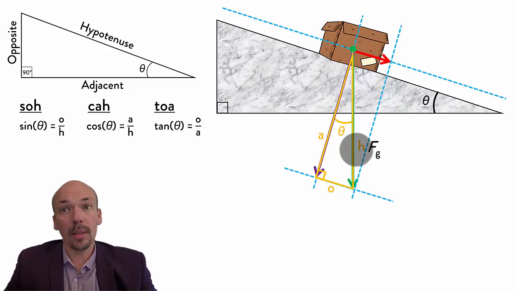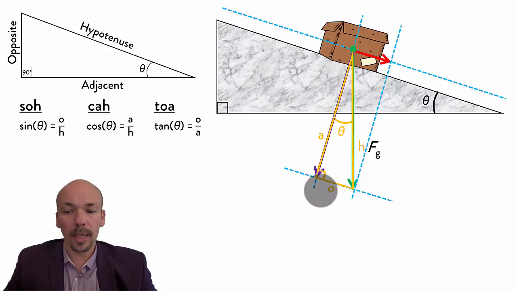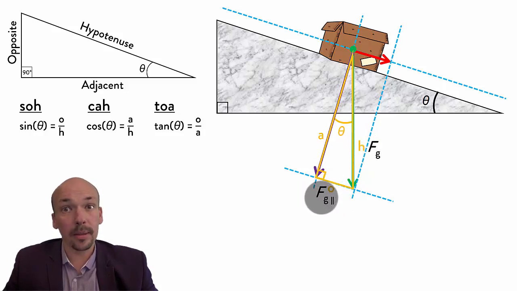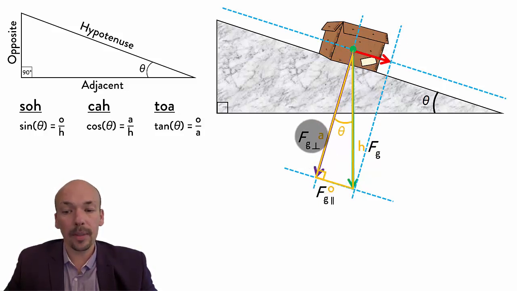The hypotenuse is always the gravitational force. Then we have the opposite, which is the gravitational force parallel to the slope. So that's actually this one here, which is the same as this one. And then we have the gravitational force which is perpendicular, so this one is perpendicular, not to the gravitational force, sorry, but to the slope. So this one is parallel to the slope, and this one is perpendicular to the slope. So we have this one force, and within it are these two forces.